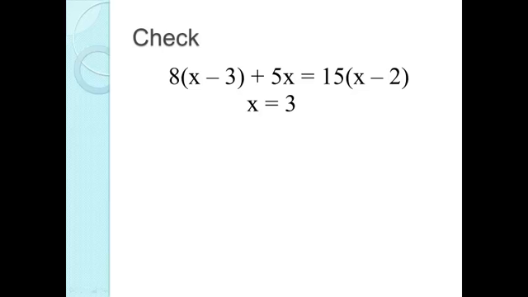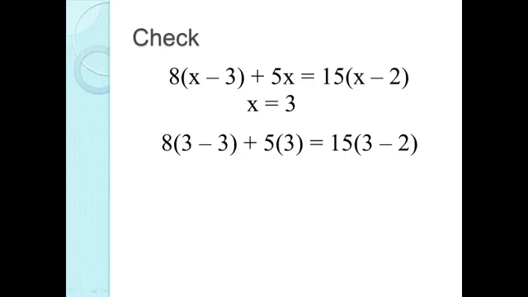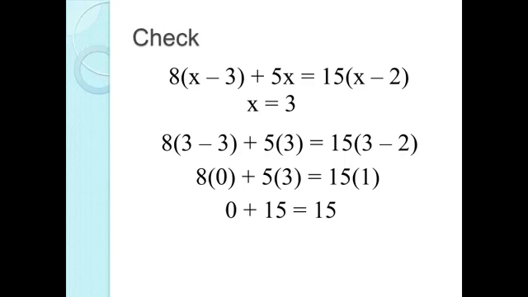You can check multi-step equations just like you do one-step equations. Every time you see an x, you can plug in our answer of 3. We would first do what's inside of the parentheses. Now we have 8 times 0 plus 5 times 3 equals 15 times 1. 8 times 0 is 0, 5 times 3 is 15, and 15 times 1 is 15. Notice we now have 0 plus 15 equals 15, which we know is true. So we know that our answer of x equals 3 is correct.